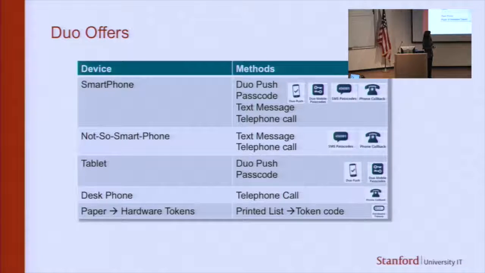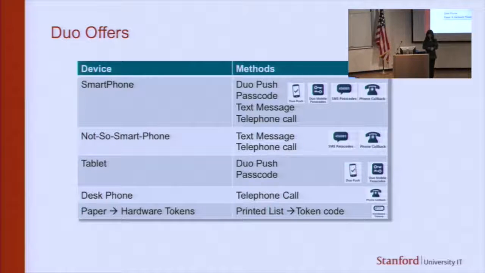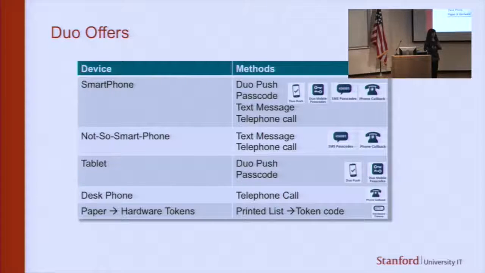With the not-so-smartphone or the flip phone, you can take advantage of text message if you have a text message plan on that type of phone, or you can take advantage of the telephone call option. With a tablet or iPad, you can use Duo Push. Again, with the iPad or tablet, you can get a push notification if you have a Wi-Fi connection or you do have a data plan on your tablet. If not, you can take advantage of the Duo Mobile passcodes. But again, if you're on Wi-Fi, you can take advantage of Duo Push on your iPad or tablet. With the desk phone, again, that's the telephone call.